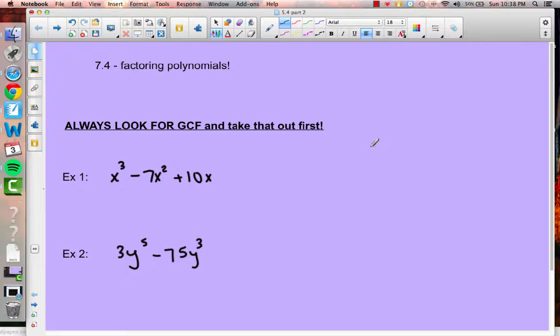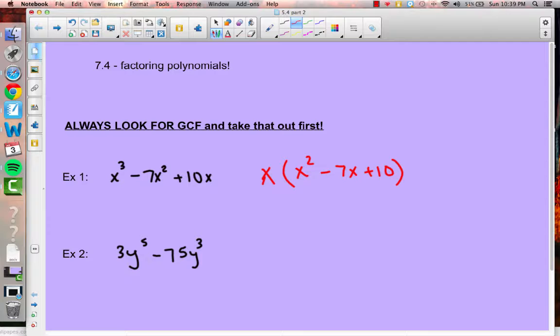And that's going to be what we want to look for. So here, let's take a look at example 1. We've got x cubed minus 7x squared plus 10x. So I want to look at each term and see if there's something they all have in common. Well, every single term has an x in it. So what I'm going to do is take an x out. Okay, and what that leaves me with is if I take an x out of an x cubed, I'm left with x squared. If I take an x out of x squared, I'm left with negative 7x. And then if I take the x out of the 10x, I'm left with just a positive 10.